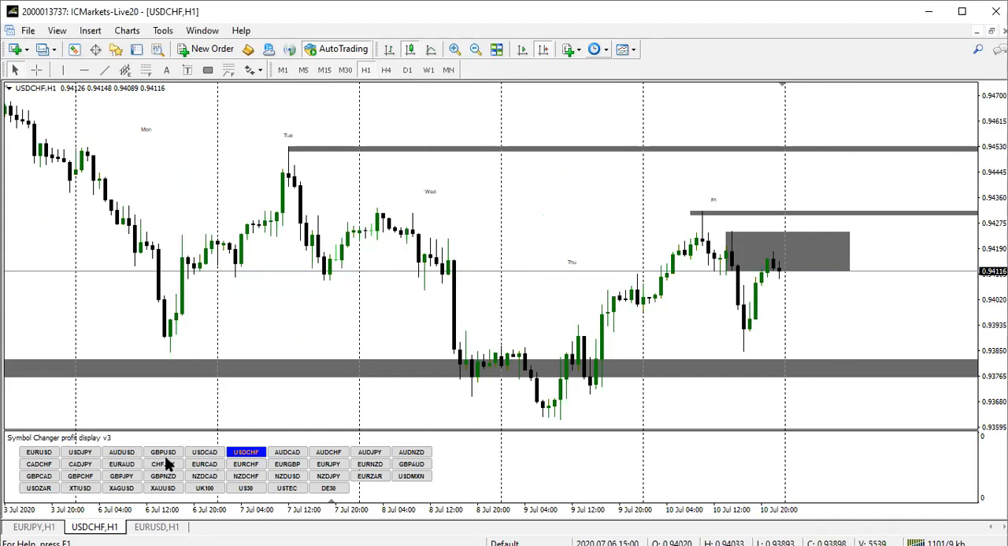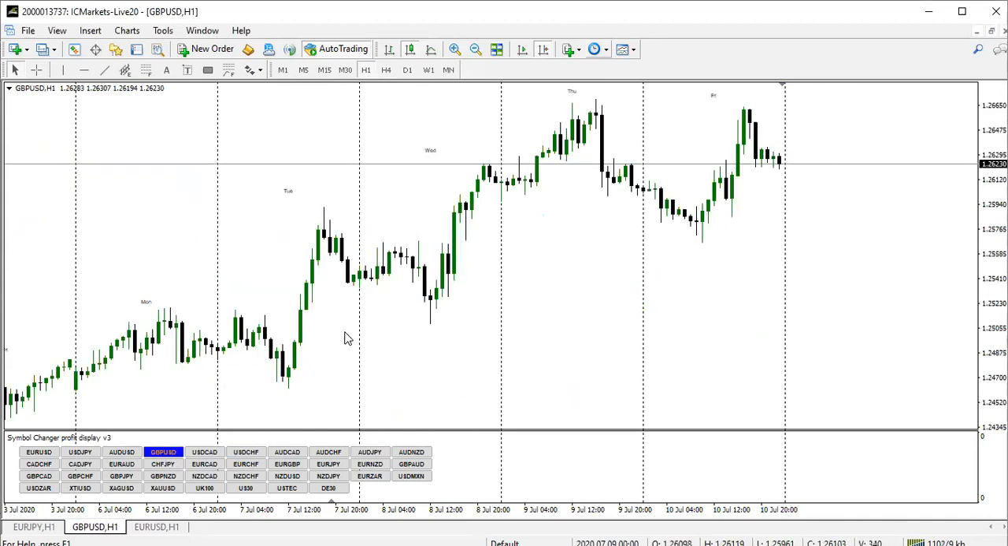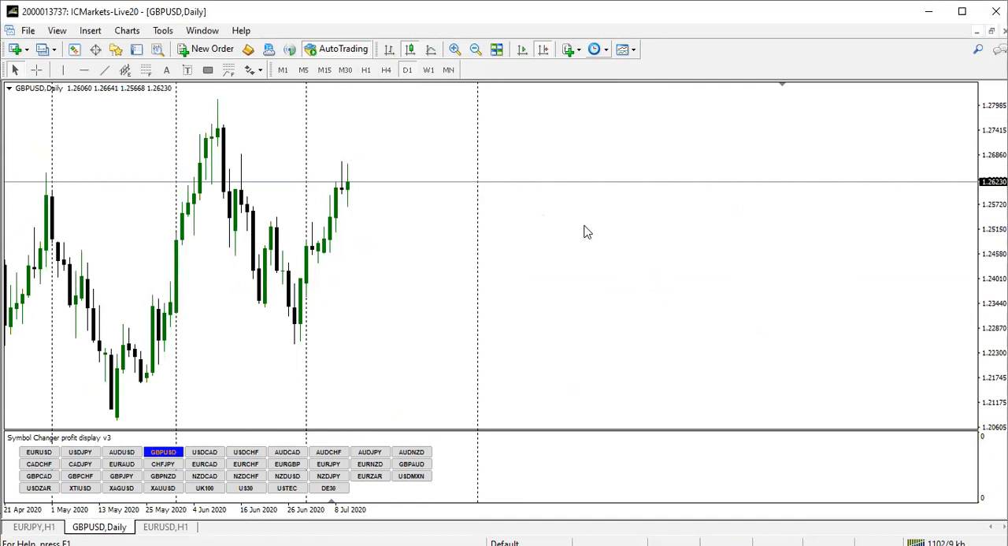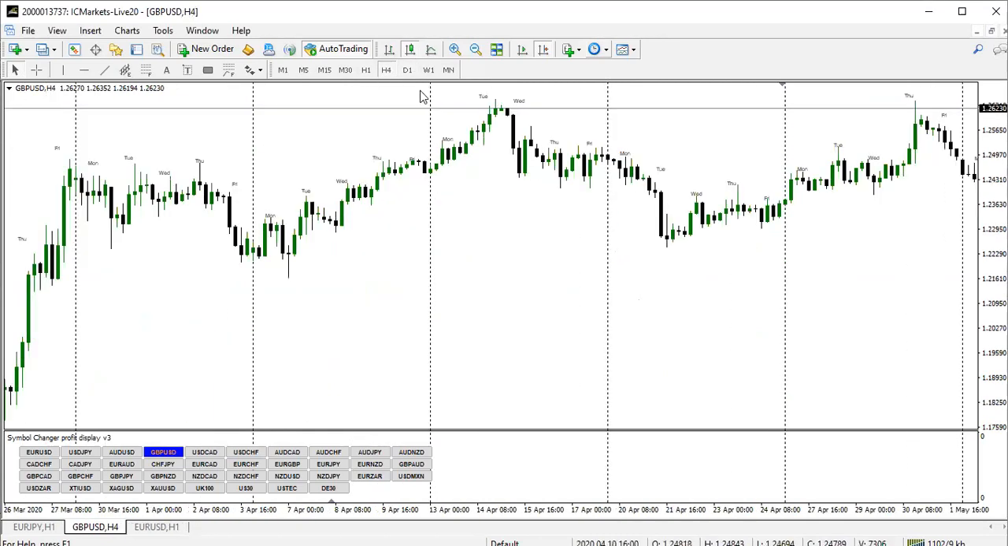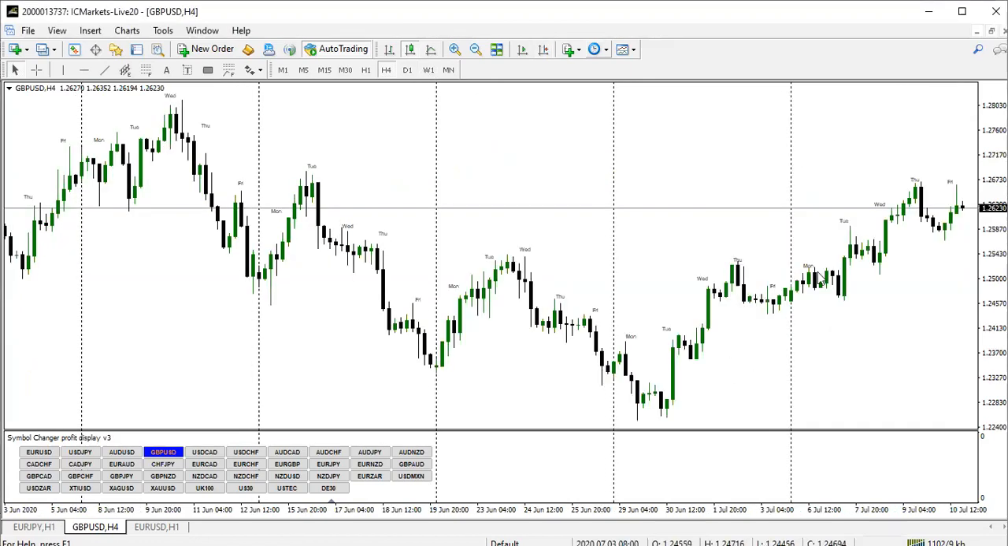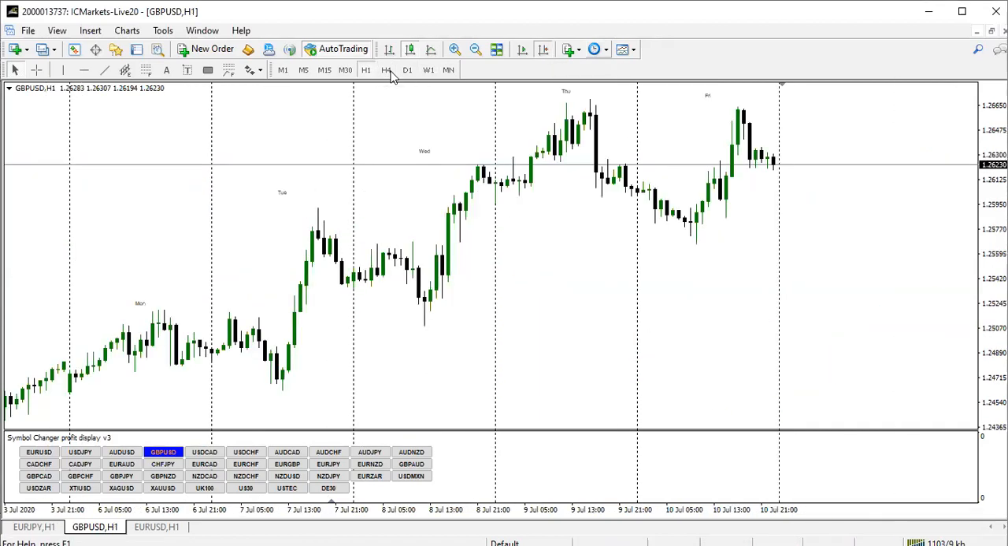Then the next one is going to be GBPUSD, right? We start from the daily. The daily looks somehow bullish, right? Because it's actually bullish, we'll be looking for a buying opportunity. Checking the 4 hour time frame, we can see that this 4 hour time frame is clearly bullish, right? So might actually be looking for a buying opportunity there.